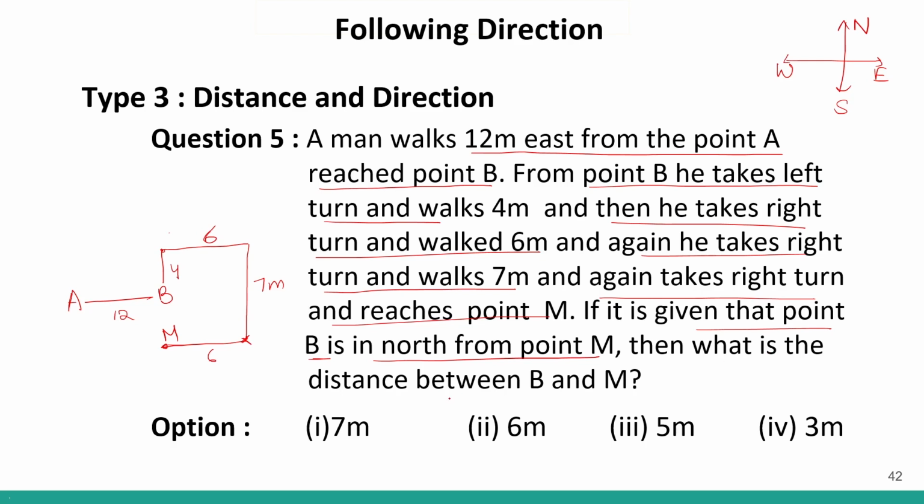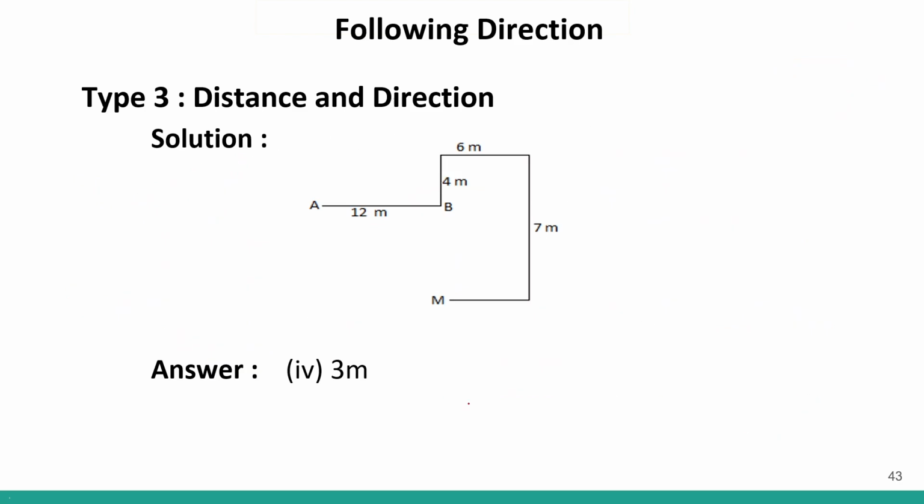Now we have to find the distance between B and M. So here very clearly, if I mark this as C, let's say, and I mark this as D, CD will be equal to, this is let's say P, just random names. CD will be equal to PB plus BM. This we know, this is 7. This we know is 4, and we have to find the distance between B and M. So the distance between B and M will be 3 meters, which is option number 4. So this is the answer.